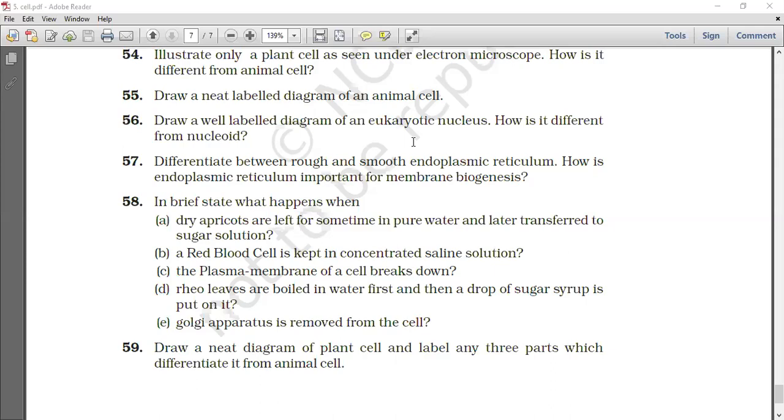Meghna, what are bases? Ma'am, those substances, when dissolved in water, form OH minus ions. So it gives out OH minus ions. Those are called bases, right?